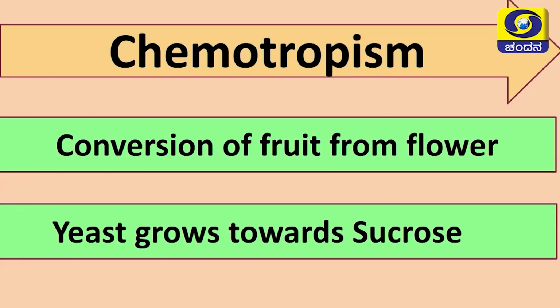Plants growing towards chemicals as a response is called chemotropism. You find several types of chemotropism. See, as soon as fertilization of the flower takes place, the flower will get converted to fruit. This is also chemotropism. And when you put yeast in sucrose, that is sugar necessary for the plant to grow, for the sake of nutrients, the yeast will produce buds and they will grow further. Even that is a type of chemotropism.